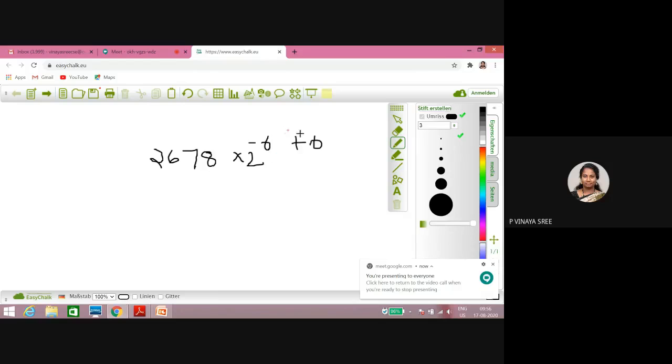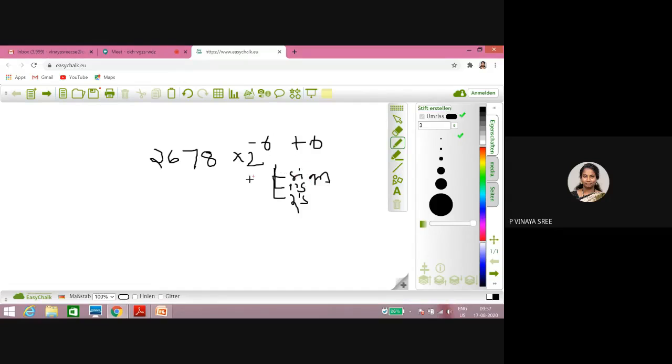For negative representations, we have studied three. What are those three? Can anyone tell? For negative representation, we have signed magnitude representation, one's complement representation, and two's complement representation. Each will have its own advantage and disadvantage. Like when we go for signed magnitude and one's complement, zero will have two forms: for a negative number we have 1 0, and for a positive number we have 0 0.